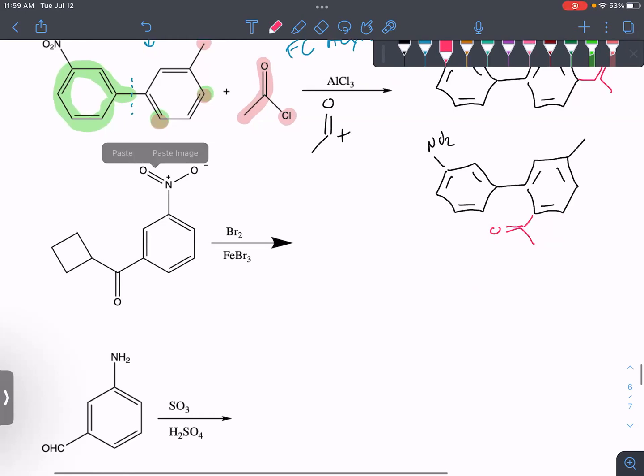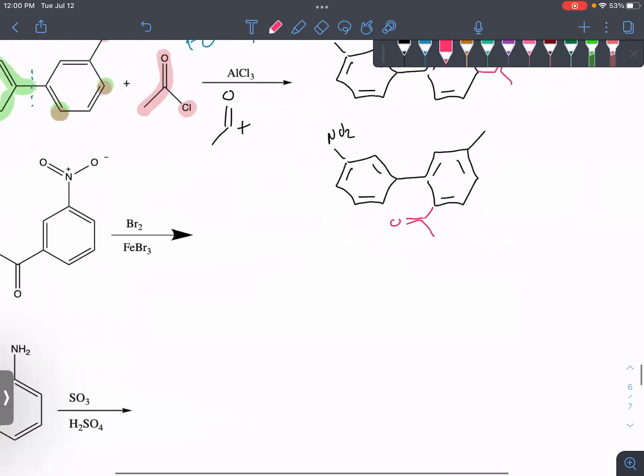Okay, so the next one, what do we think? It would, and what halogen are you adding? BR, yeah. And where's it gonna go? Meta to which one? Okay. You're right, it's meta.